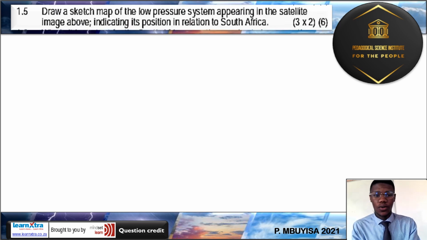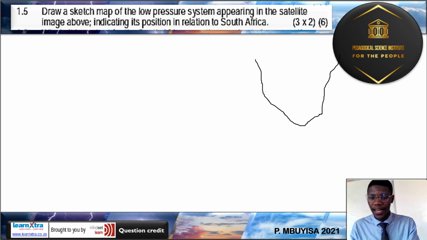Now it says here, draw a sketch map of the low pressure system appearing in the satellite image above, indicating its position in relation to South Africa. So you'll have your diagram of South Africa there, you'll have your system there, and you'll have your cold front. It has your triangle symbols, sorry for the unevenness, and you have your warm front there.